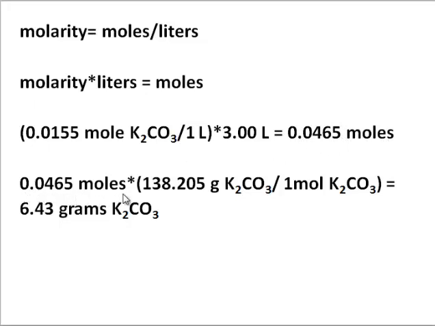Moles is then multiplied by a conversion factor to convert from moles to grams. The molar mass of potassium carbonate appears in the numerator in grams. The denominator has moles of potassium carbonate. Moles cancel, and we're left with 6.43 grams of potassium carbonate. Note that as before, if you wanted, you could have done this calculation in one step: molarity times liters times conversion factor from moles to grams.